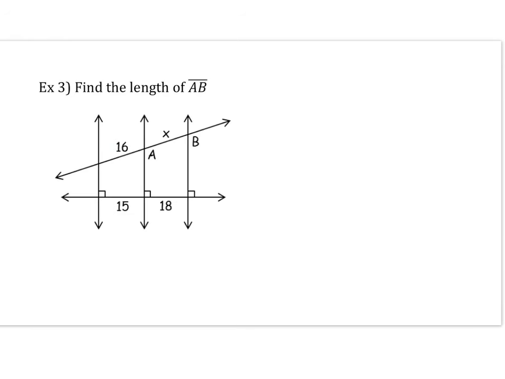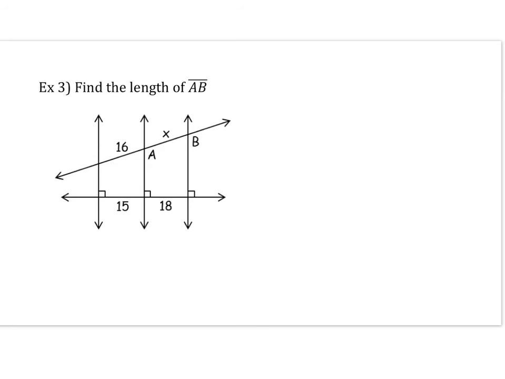All right, so let's check out the theorem in action. Let's find the length of segment AB. So we have three parallel lines, and we know that because each of these lines is perpendicular to the same line. So therefore they are parallel. So our three parallel lines are intersecting two transversals. So that means that we have proportional segments.